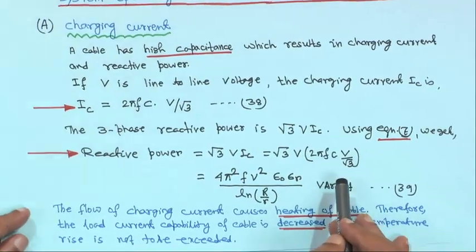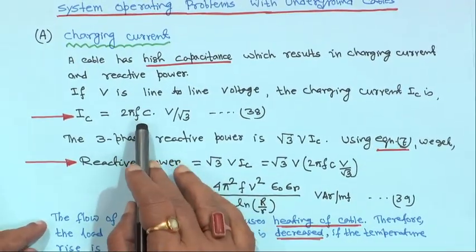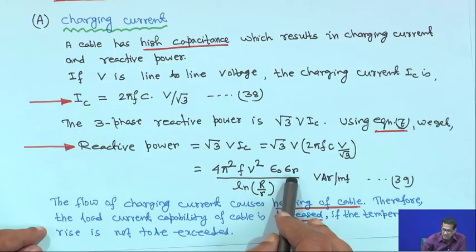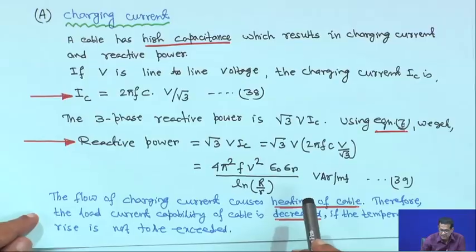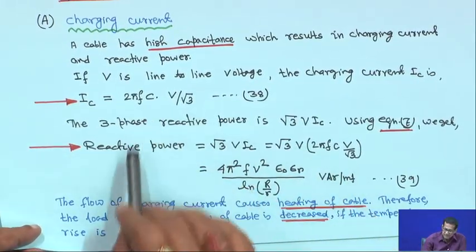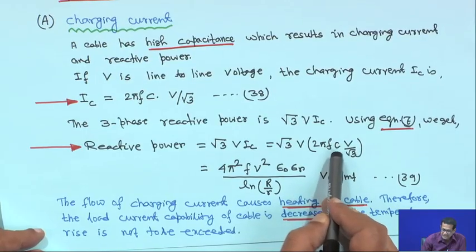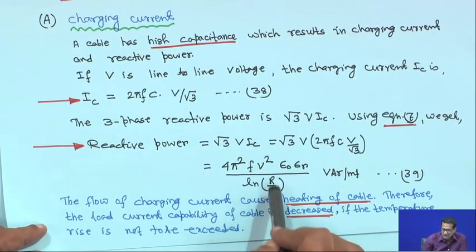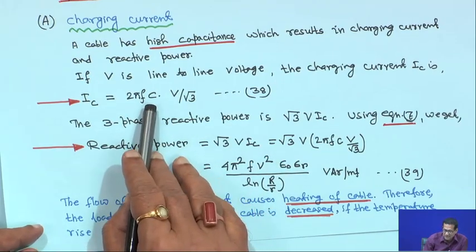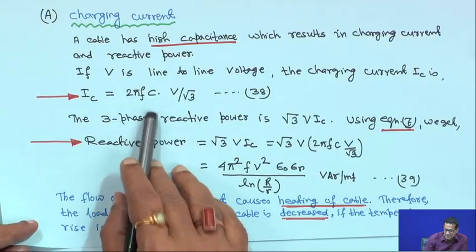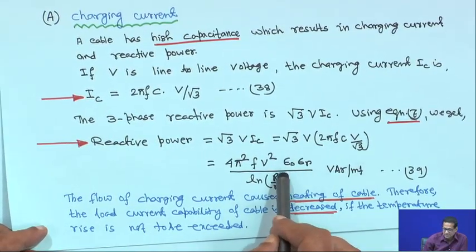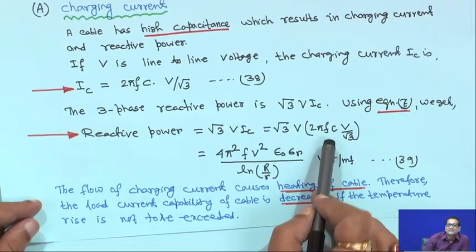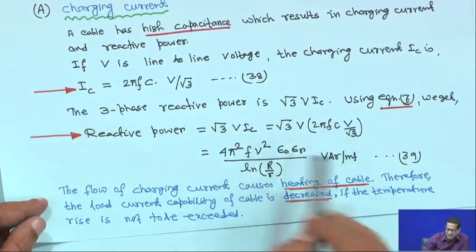If you substitute this IC value here itself, you will get 4 pi square f V square epsilon 0 epsilon r divided by ln R upon r, var per meter. The capacitance expression has been substituted here, that is why epsilon 0 epsilon r and ln capital R by r have come. Already you have studied the capacitance for overhead transmission line, the same is applicable for cable. So, this has been substituted. I am not showing this, but you can easily find out from this expression what the expression of C is.